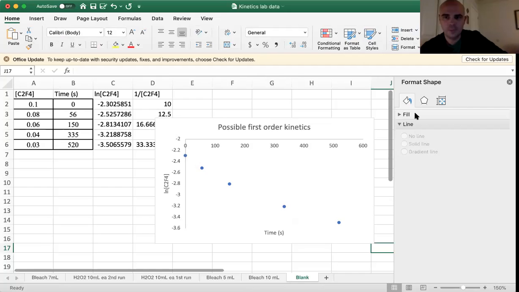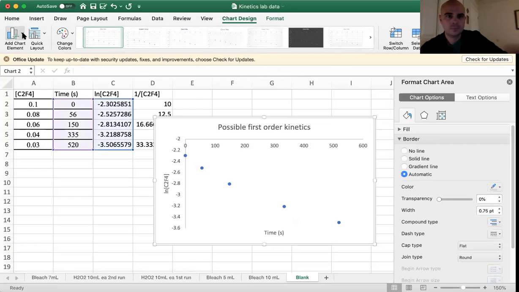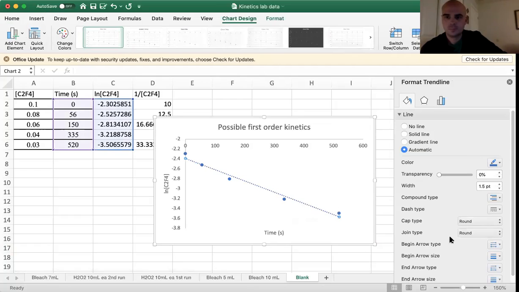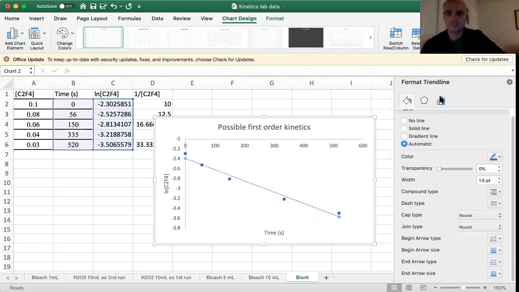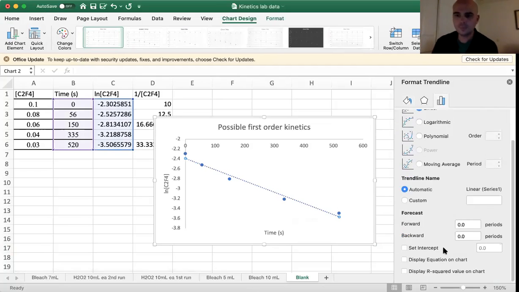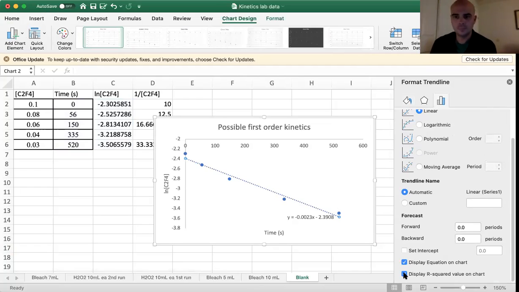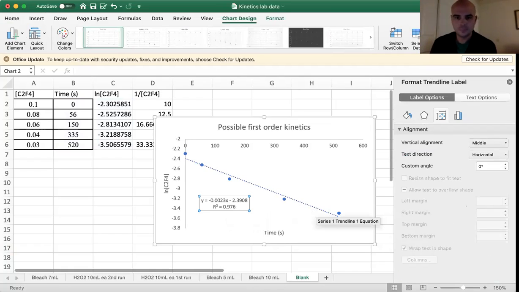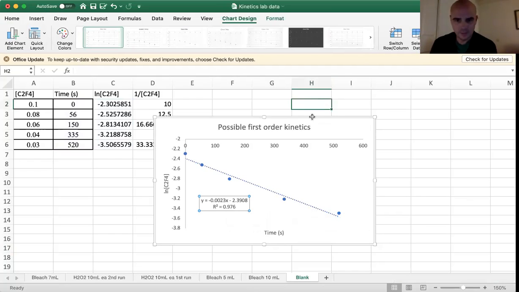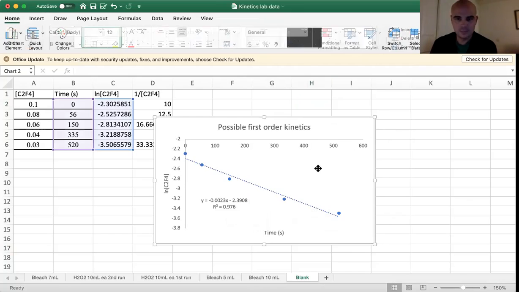Alrighty, it's looking a little bit less linear here. And so I'm going to add in a trend line, more trend line options, and we'll see what that equation and R squared looks like. So far, so good? Yes. Okay, now we're going to do it again.